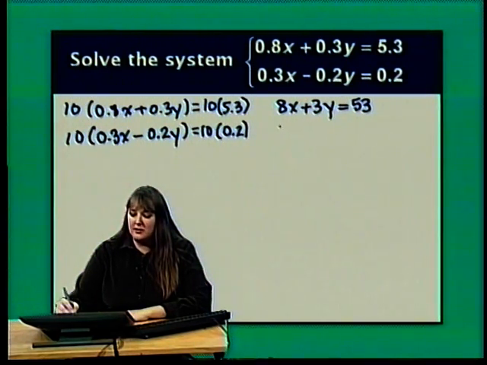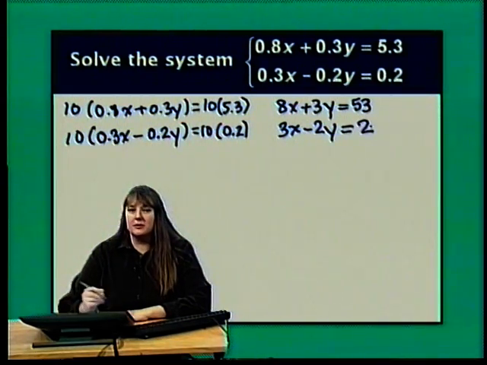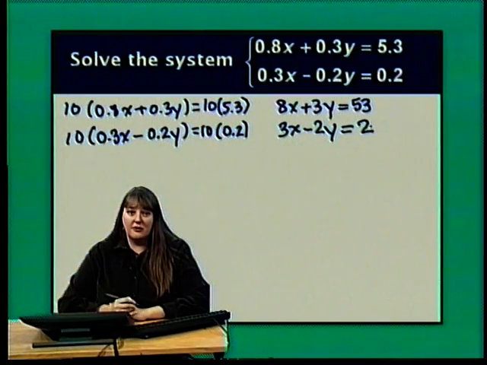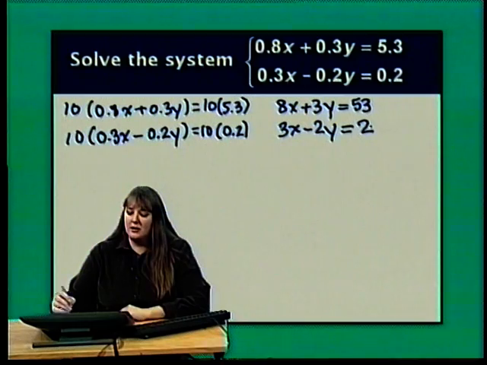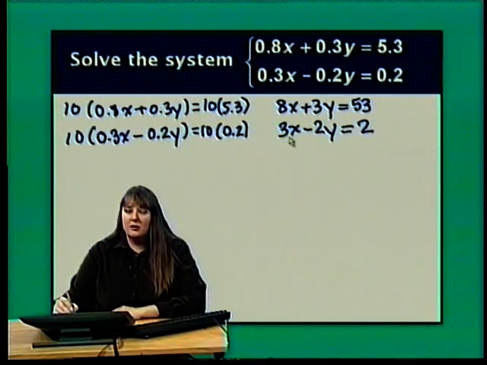So this gives me 3x minus 2y equals 2. Now if I tried to add the equations together in this form, neither x nor y will be eliminated. So let's think about what we could do to eliminate either x or y. Well, looking at our second equation, there's not an integer I can multiply by 3 to get 8. And there's not an integer I can multiply by negative 2 to get 3.